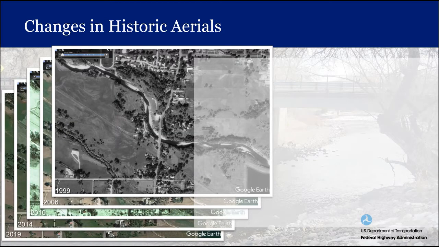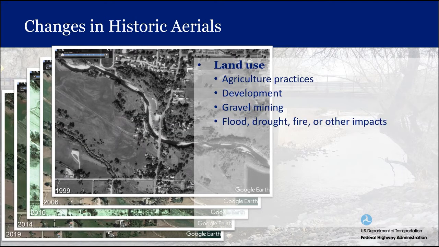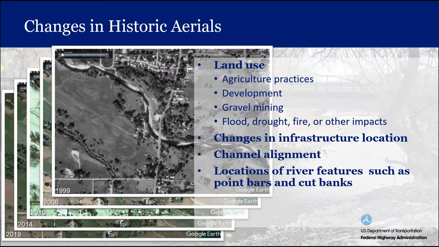imagery. Obtain, overlay, and review these historical aerial images of the site. They will provide insight into changes in land use and developments in the reach, including changes in agricultural practices, development, gravel mining, flood, drought, fire, or other impacts. You can also identify infrastructure changes through time. You can also review the channel alignment and locations of river features, such as point bars and cut banks.